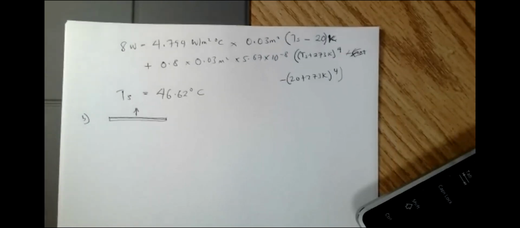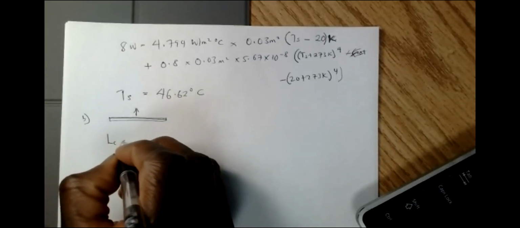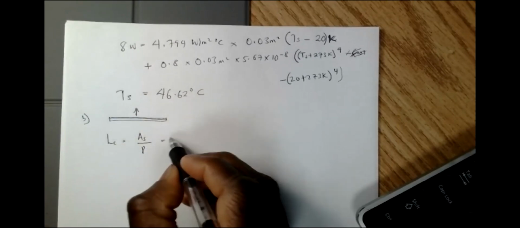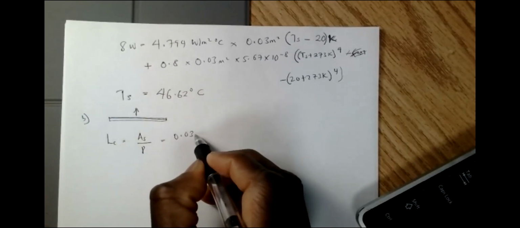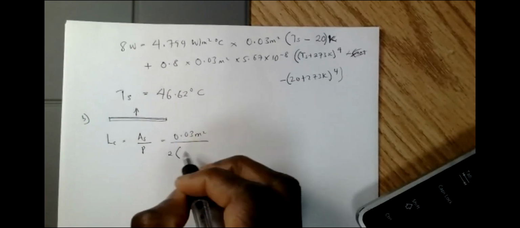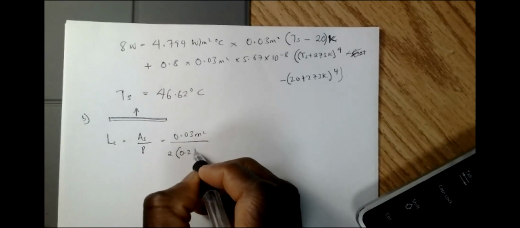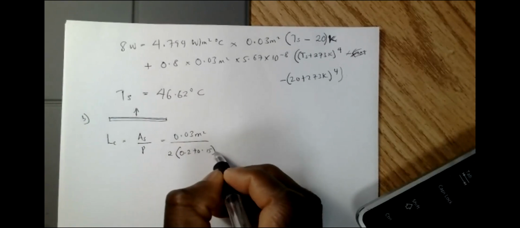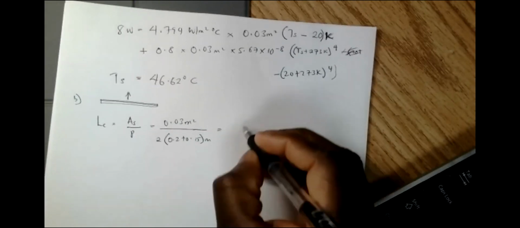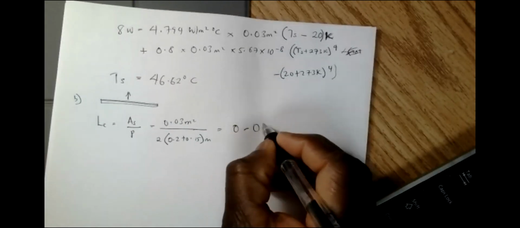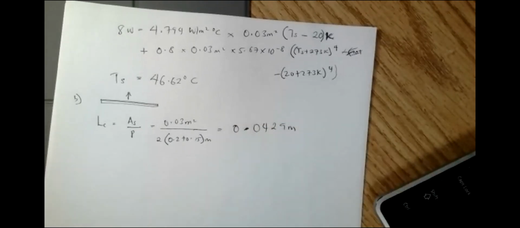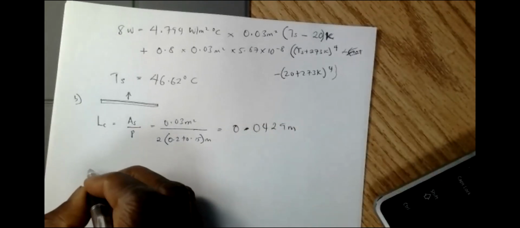Okay, so LC for this situation is the surface area divided by the perimeter. We know the surface area to be 0.03 meters squared. So we just have to divide this by the perimeter, which is just adding the two sides and multiplying by 2. If we compute that, we get it to be 0.0429 meter.